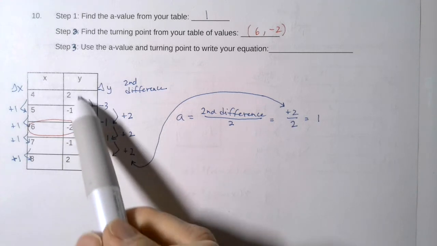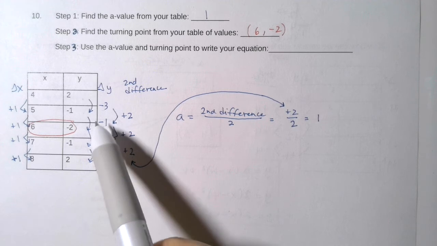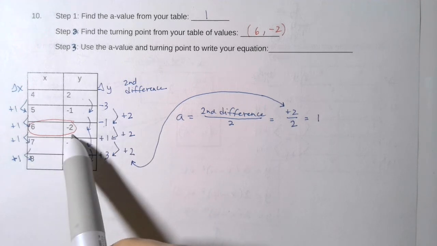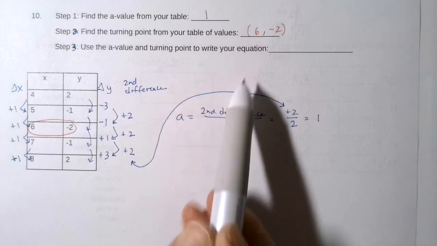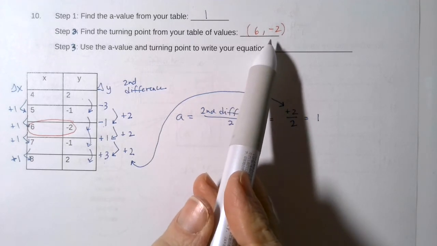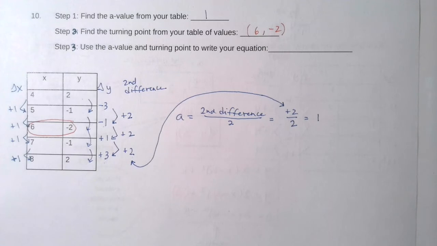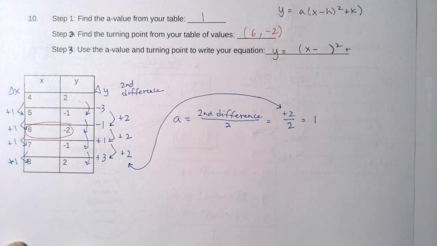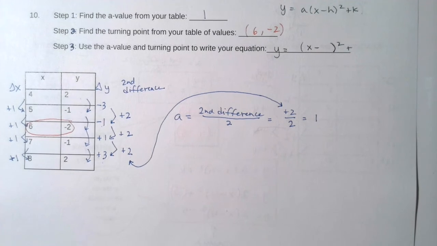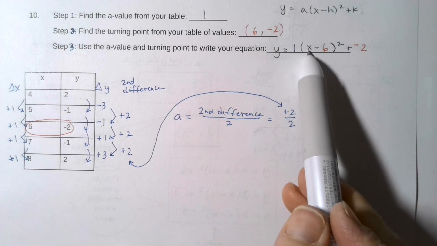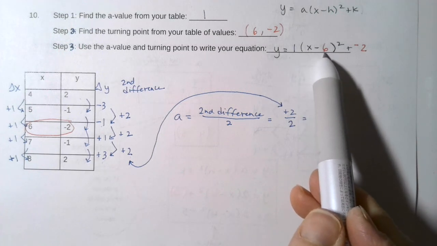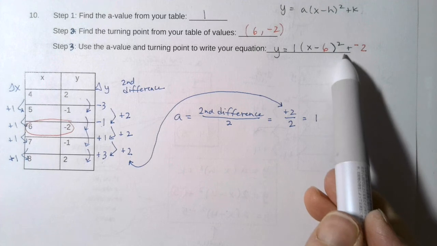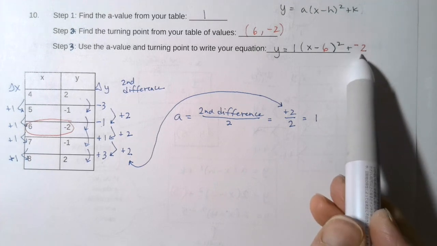You can see that where I go from negative change to positive change, that turning point is right here, that vertex. So my h, k, or my vertex, is 6, negative 2. And now I'm going to use that to write the equation. And you can see that I always like to rewrite my general form and then use that to plug in my values. My a value is 1. Then I have x minus my h value, which is 6, quantity squared, plus k, which is negative 2.